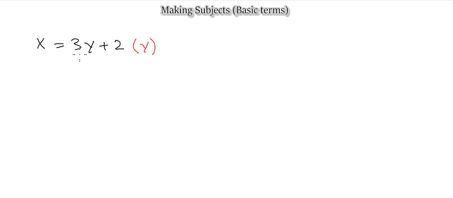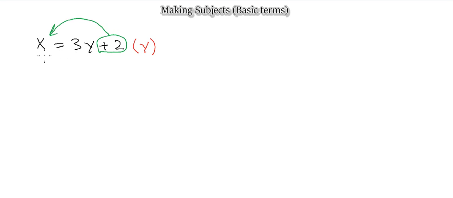Firstly, we know that we can't start with 3 because the 3 is along with the y, so we want to leave it right to the end. We can easily get rid of the 2 first because it's more vulnerable, it's more alone. So this is plus 2. This plus 2 will go to the other side and it will become minus 2.